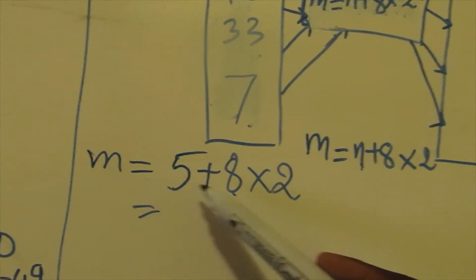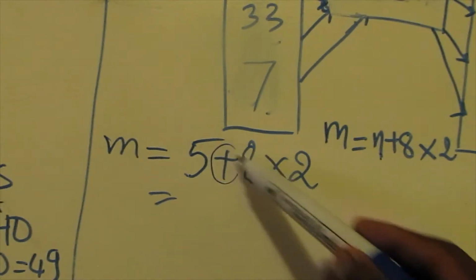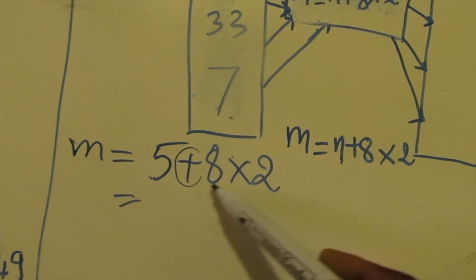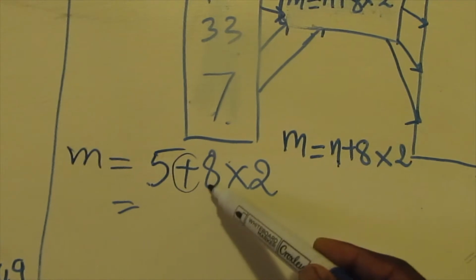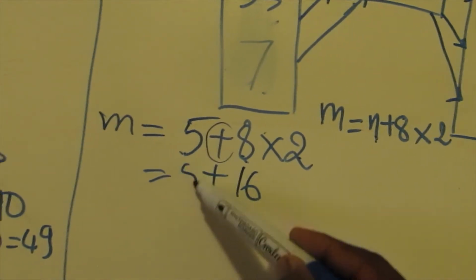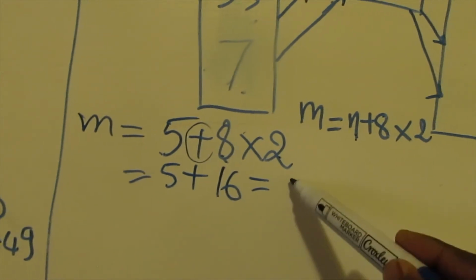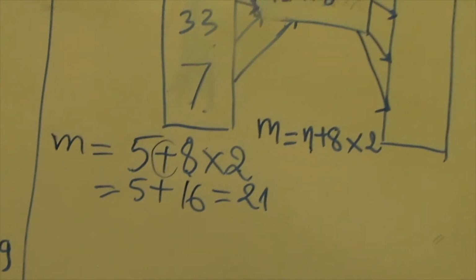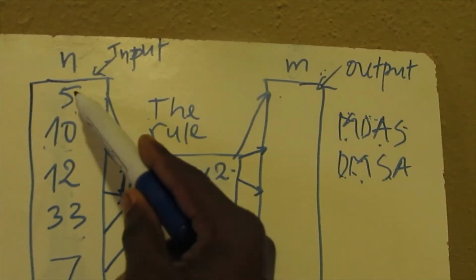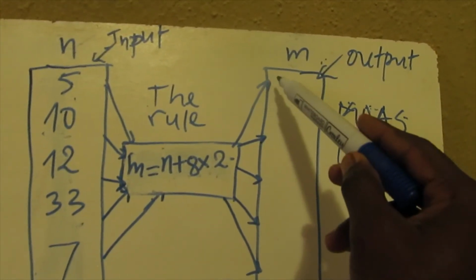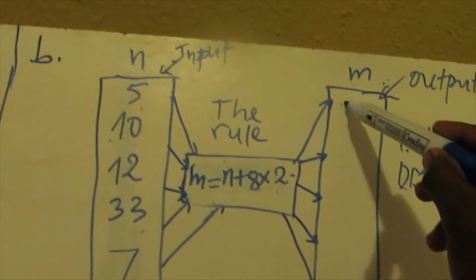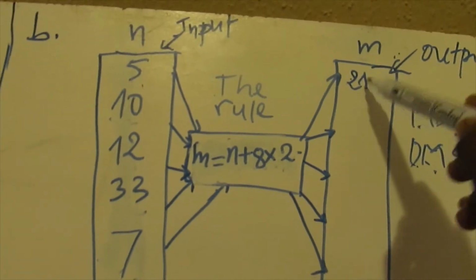As we have an addition here, we will start first with the multiplication. Then once we get the result, we add that result. 8 times 2 equal to 16. Then plus 5 equal to 21. This is our first output, as the first input gives us the first output. So it is 21.